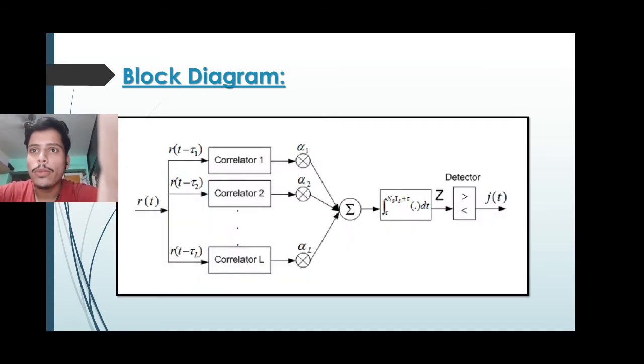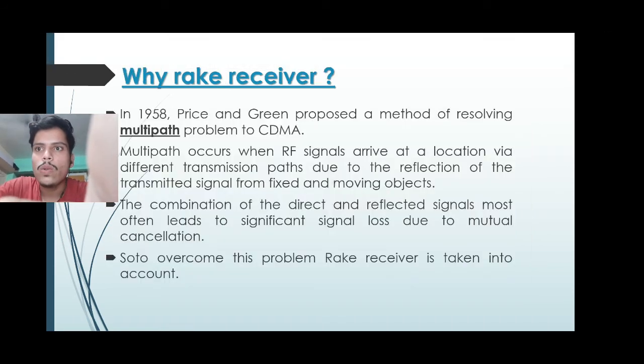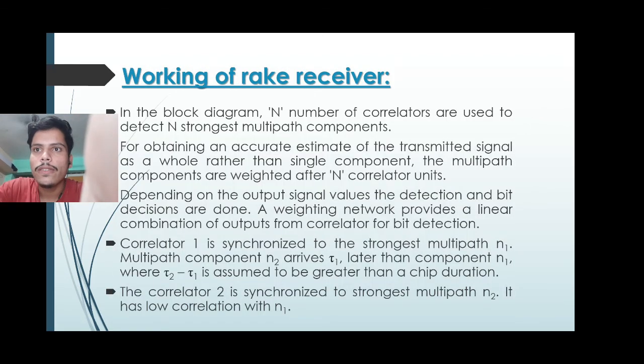Here you can see the block diagram. A signal is coming in, and all signals are divided into various correlators, followed by weighting components, then added, then integrated, and then detected. Let us see the working of this block diagram in the next slide.